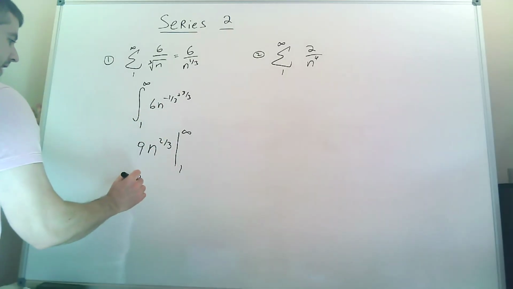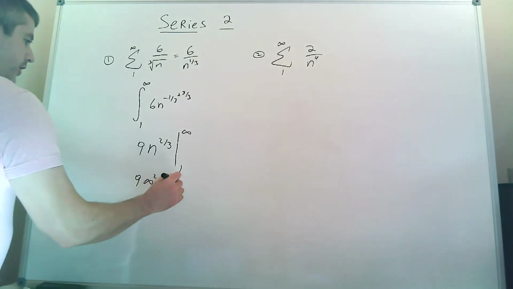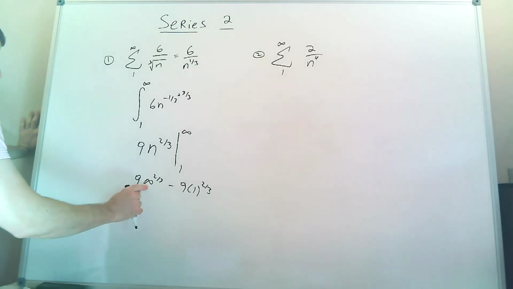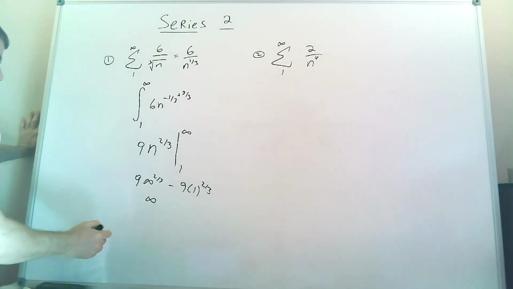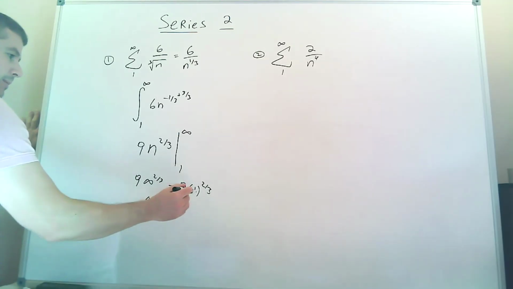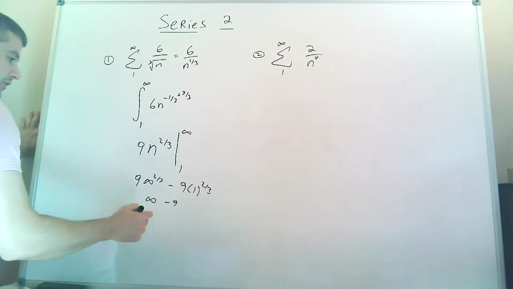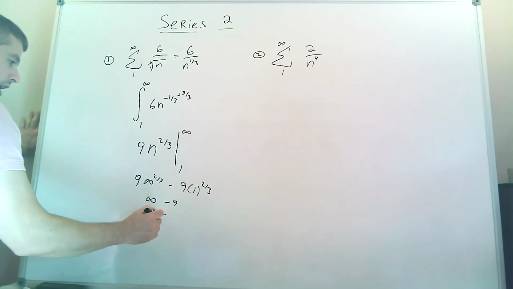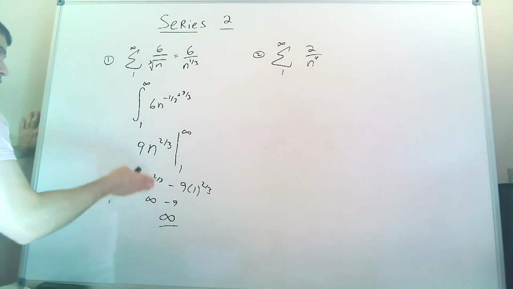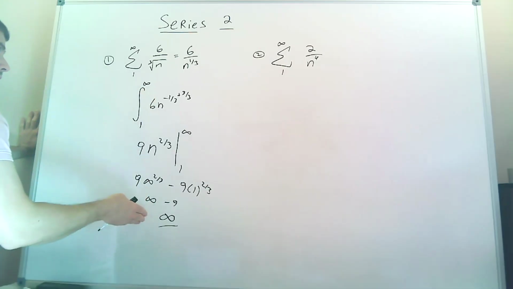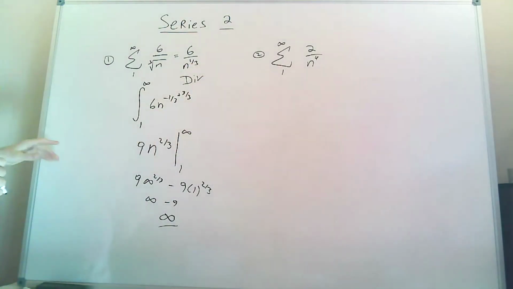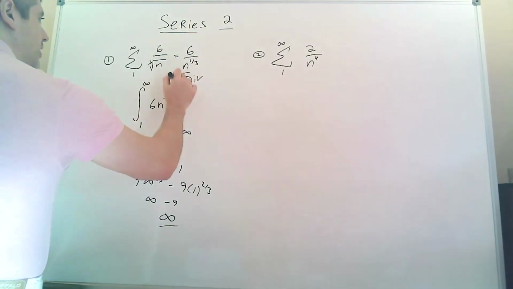So now when you put infinity in there, you're going to do infinity to the 2/3, and then you're going to do 1 to the 2/3. But this is kind of ridiculous. No matter what power you raise infinity to, you're going to get infinity. And if you multiply infinity by 9, it's still infinity. So 1 to any power is 1, so you get infinity minus 9. If you had forever and you lost 9 days, you still have forever. So this integral diverged. So if the integral doesn't work, that means that the sum doesn't work. So then you would write diverge by the integral test. I don't want to write all this out. So the original sum is going to diverge.